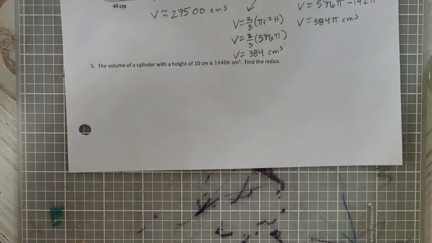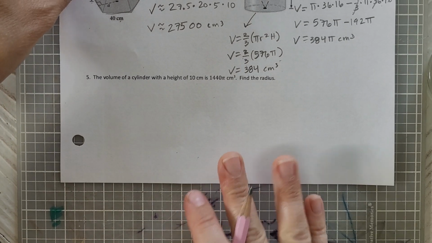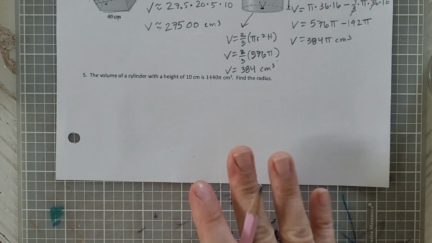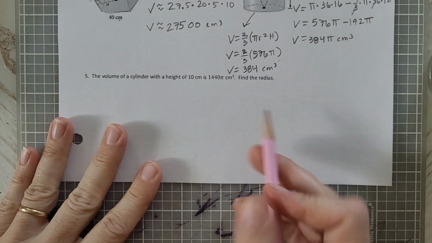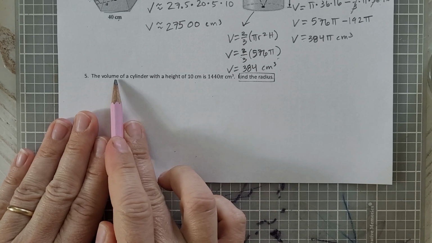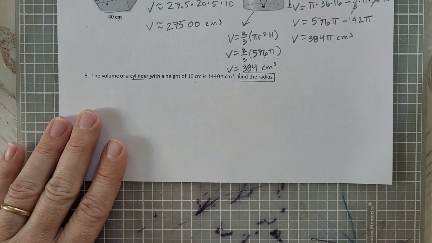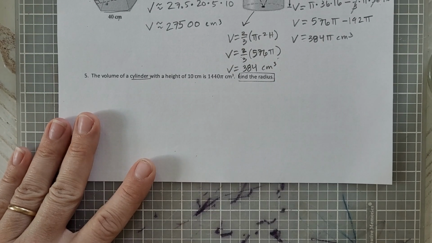And then for number 5, we're going to do a solving problem. So these were more straightforward, although some of them had some interesting parts to them. But number 5 is we're going to have to find the radius, and I give you the volume. So we have a cylinder, the height is 10, and we need to find the radius.